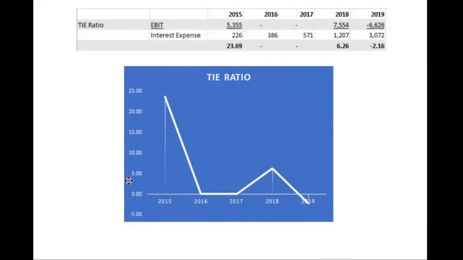In 2019, it plummeted to negative 2.16. This was because in that year, Jollibee Food Corporation experienced a negative operating income, which is negative 6,626, while their interest expense increased from 1,207 in 2018 to 3,072 in 2019. Their interest expense probably soared because they needed more loans to continue their operations despite the loss.